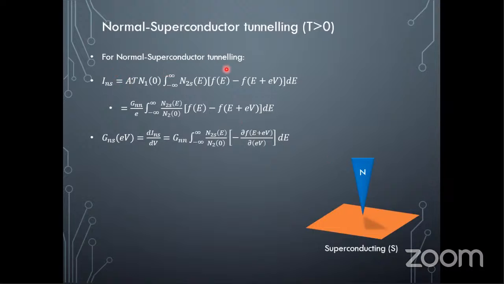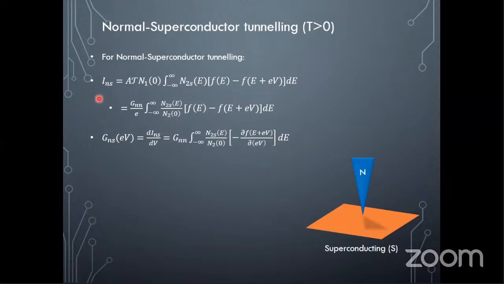Now for normal to superconductor tunneling, which is written as INS, what I have is the density of states N1 of 0. This is for the metal. The density of states of the electron stays outside the integral because it has no strong dependency on energy near the Fermi energy. Now I can replace this N1 by GNN, which is the dI/dV for normal to normal tunneling. I can replace these constant factors by this GNN and N2 of 0.